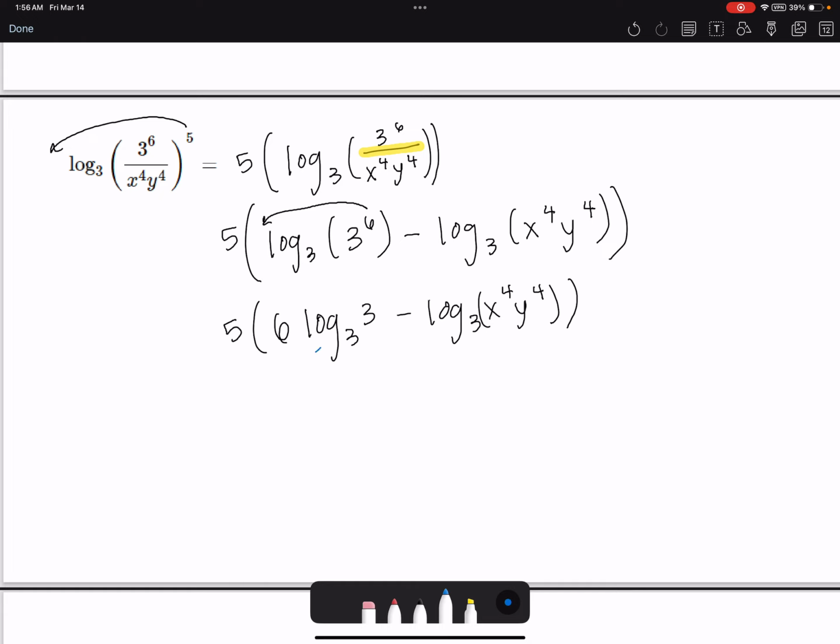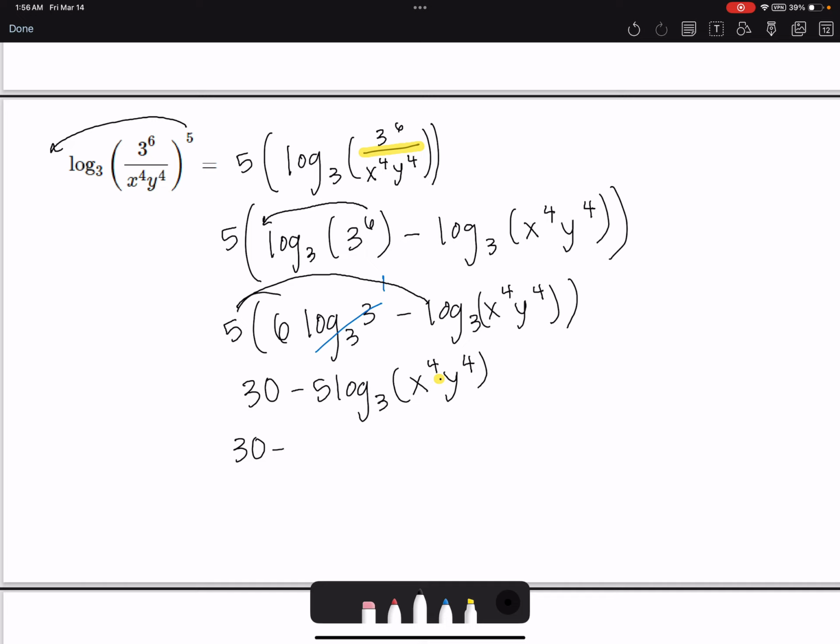Log base 3 of 3 simplifies to 1. So I'm just going to have 5. And also I'm going to distribute this in right now. So this would actually just be 30 minus 5 log base 3 of x to the 4th, y to the 4th. And now right here, this is invisible multiplication, right? We don't see an actual multiplication sign, but they're multiplying. So we can write this as a sum.